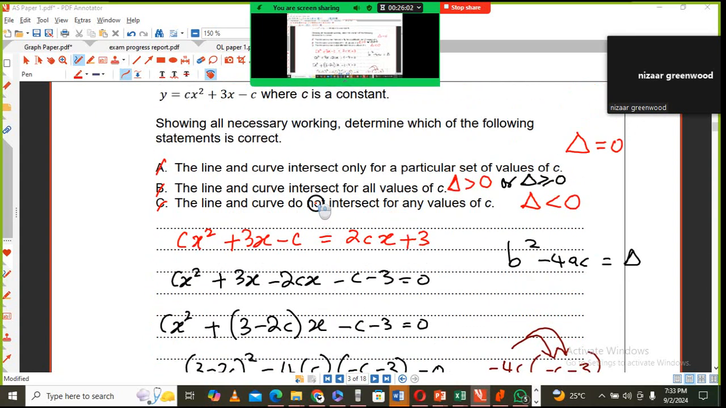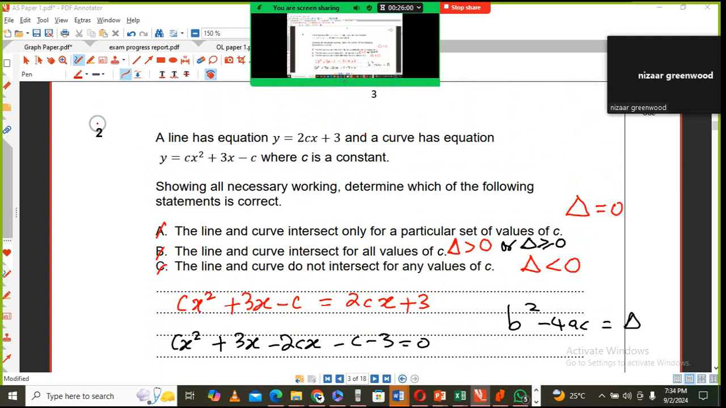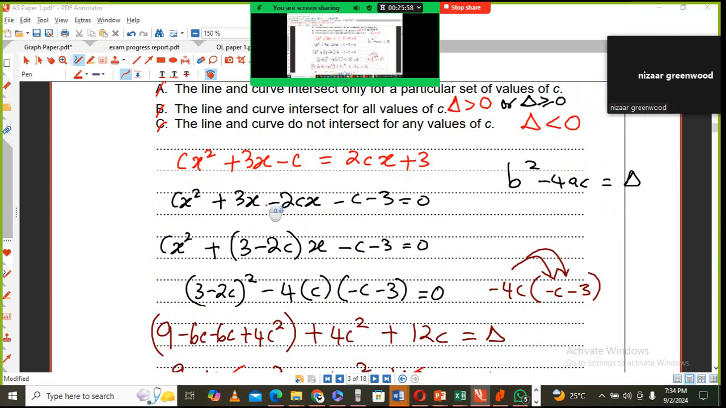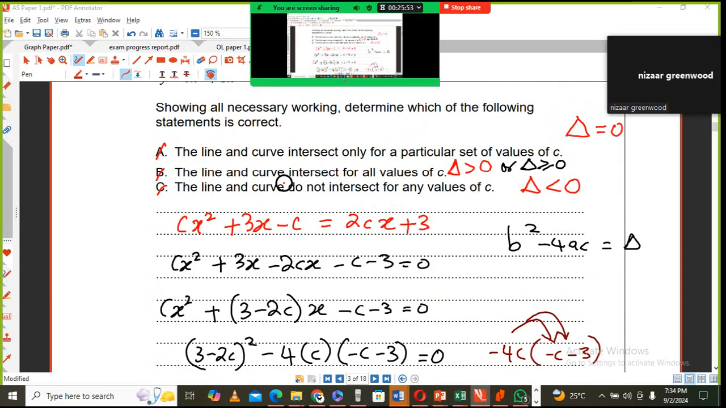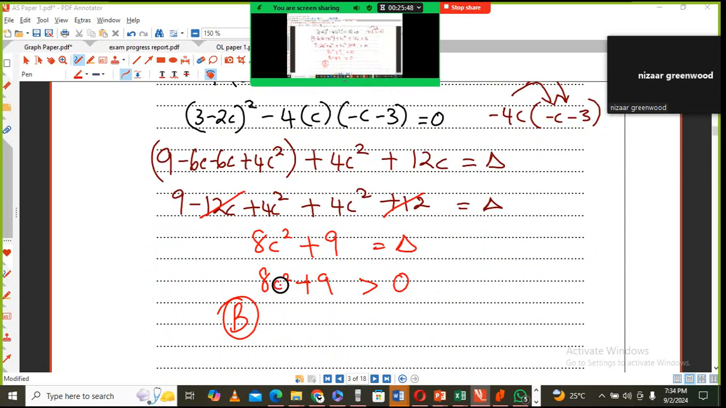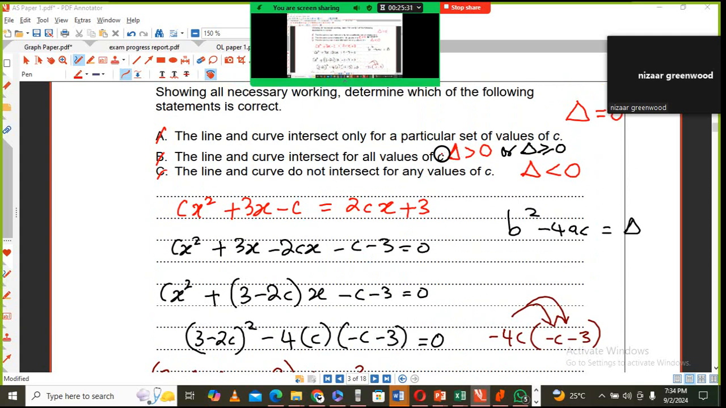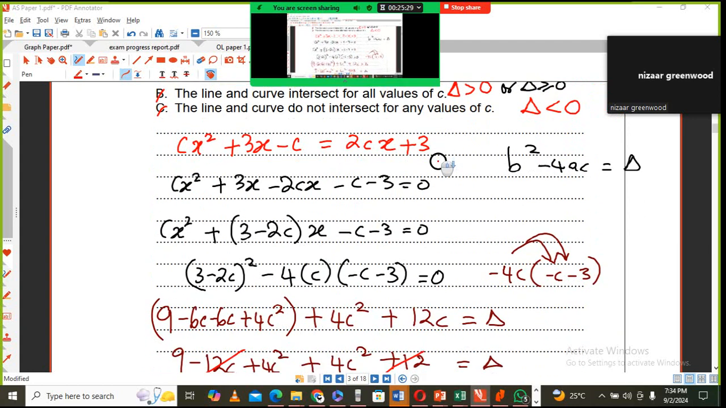I hope you understand this one here. What statements are yes? Part B, where it says the line and the curve intersect for all values of C. It doesn't matter what C is. C can be a negative number, yes. Anything you square, because you are now multiplying that, even if C is 0, you will get 9 as an answer. So the discriminant will always be greater than 0. That implies that they will always intersect whatever the value of C is.